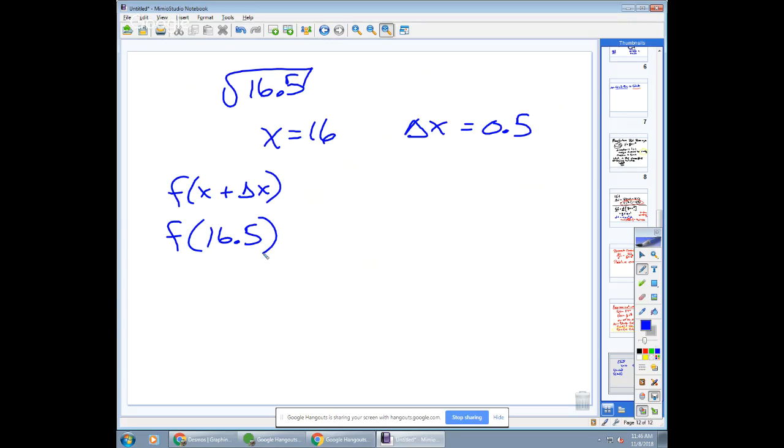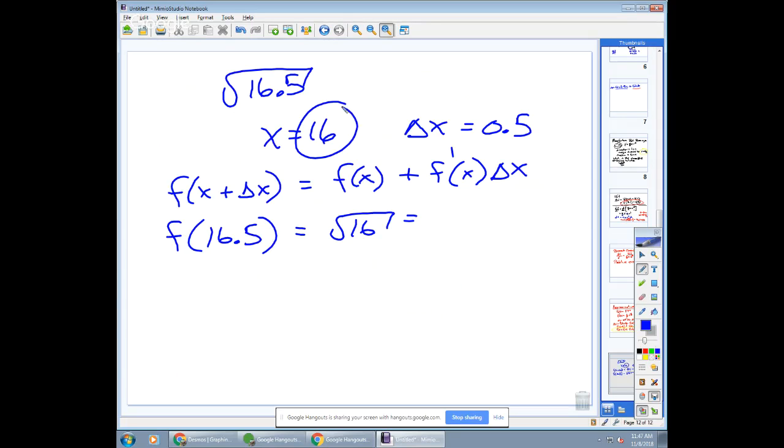And our differential formula says, oh, to do that, get f of x. Well, here, f of x is pretty easy to do, right? That's just the square root of 16, which is 4. We can handle that one. And then it says to add on f prime of x times delta x. So for us, f prime evaluated at our x value is going to be, let's see, 1 over twice the square root of 16.